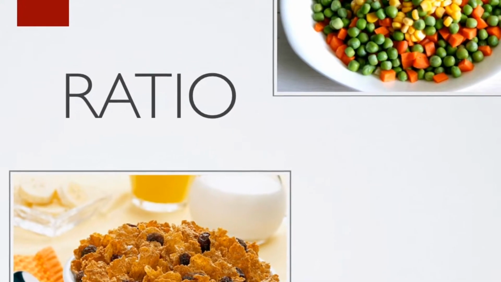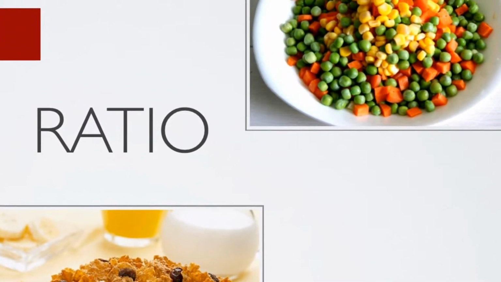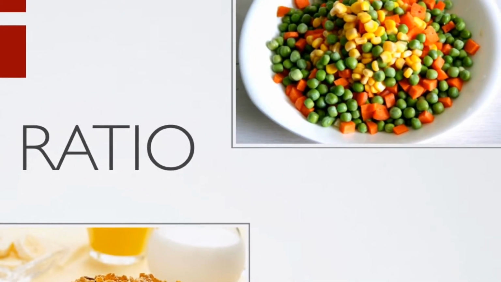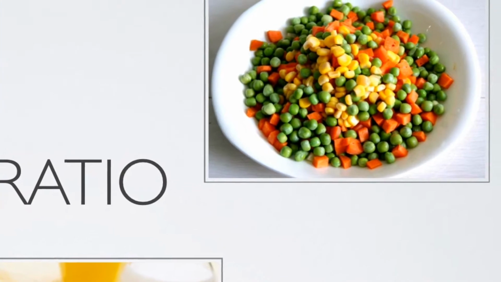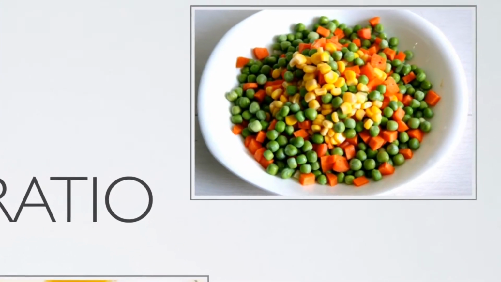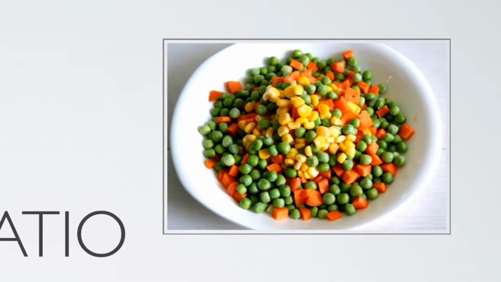A part-to-part ratio is a ratio that compares part of a whole to another part of the whole. For instance, if you compare the number of green peas in a mixed vegetable bag to the number of carrots in the bag, that would be a part-to-part ratio. There are also different ratio terms. A ratio can be 2 or more terms or values.